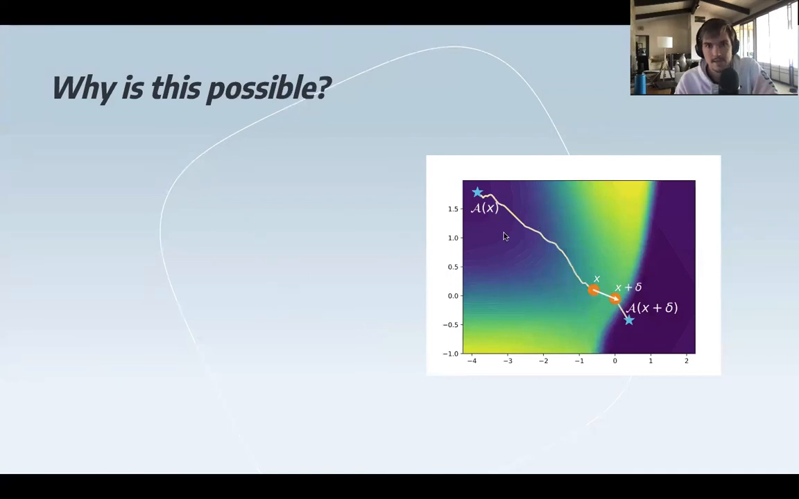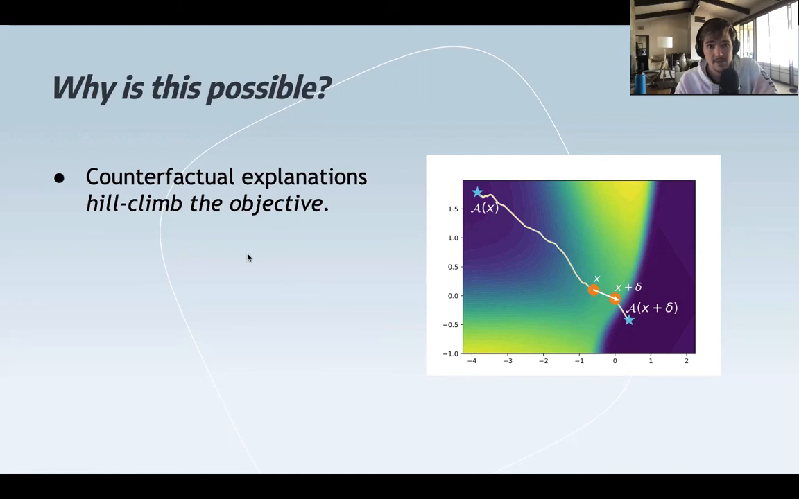So we see that many types of counterfactual explanations hill climb the objective. So here is a loss surface for a model. And if we run a popular counterfactual explanation known as Wachter's algorithm, we see that for this original instance x, the counterfactual is all the way out here. However, we can design the model in such a way that under a slight perturbation, the counterfactual returned is much closer. So here, x plus delta, where delta is the perturbation.